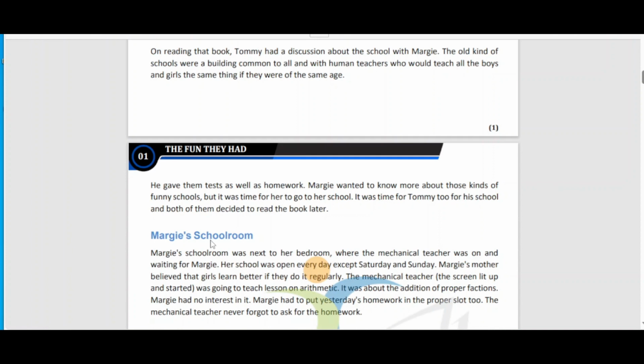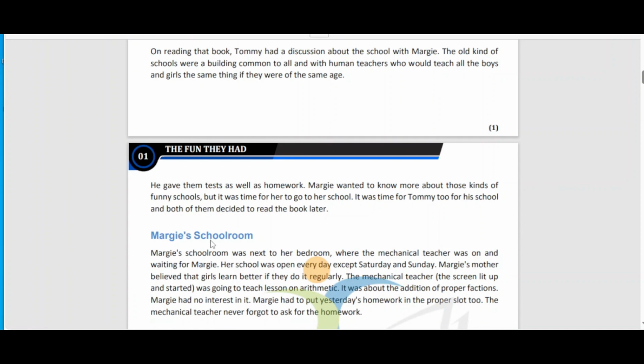So Margie wanted to know more about those kinds of schools. Margie was very excited that they had human teachers, and they had to come to a common building. The name of the building is school, so she wanted to know more about it. Now she became very curious and wanted to know each and everything about that school. But it was time for her to go to her school.